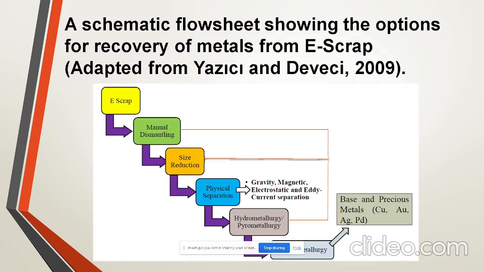And this is the schematic flow for the various options of recovery of metals from e-waste. When we have the e-waste, we do manual dismantling and then size reduction or shredding, and then physical separation by gravity, magnetic, electrostatic and eddy current separation, for heavier and lighter fractions and ferrous and non-ferrous fractions. This is followed by hydrometallurgical or pyrometallurgical processes, and then electrometallurgy, where the precious metals are recovered.